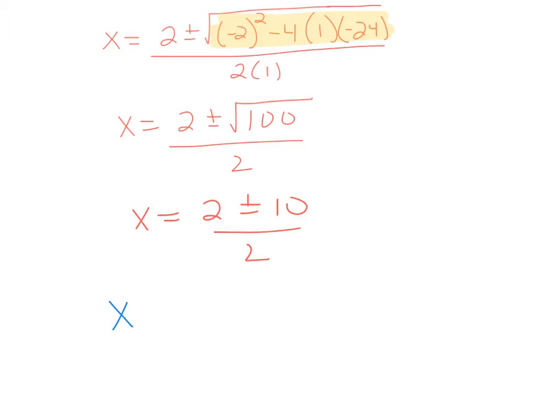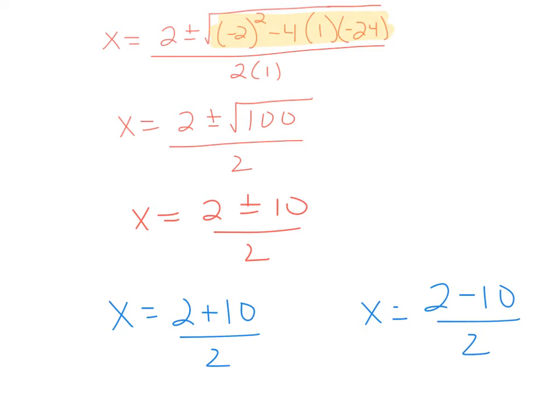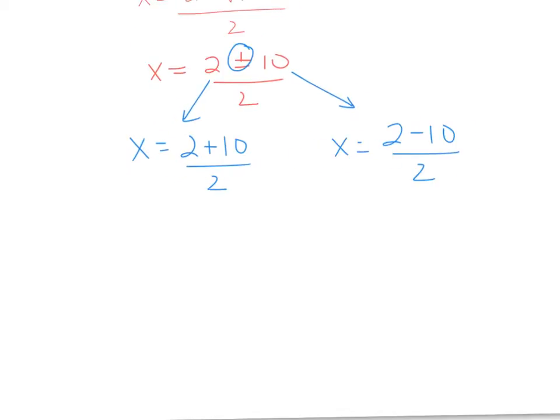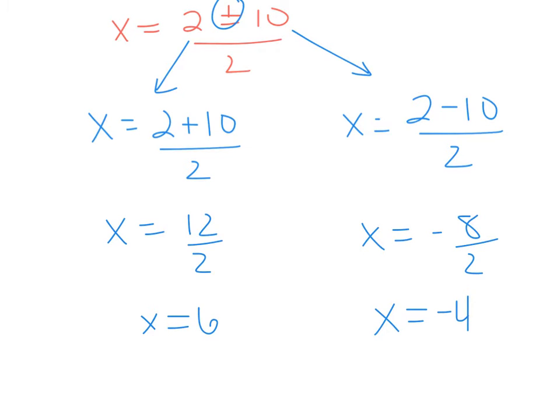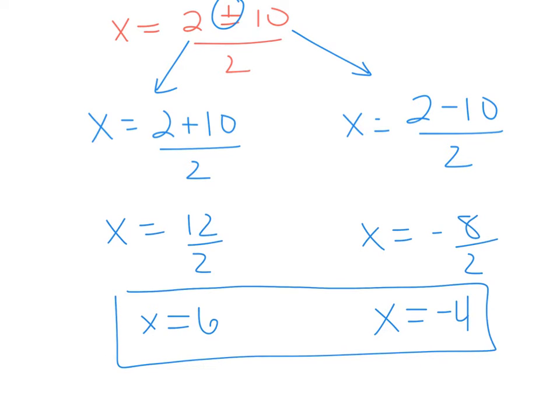And the first guy, I'm going to have 2 plus 10 divided by 2. And on the second guy, I'm going to do 2 minus 10 divided by 2. So basically, I'm just breaking up this positive and negative into two separate parts, okay? Now, order of operations, add the top there first, and you get 12 divided by 2, which is 6. On this guy, 2 minus 10 is negative 8, divided by 2 would be negative 4. And those are my two solutions.